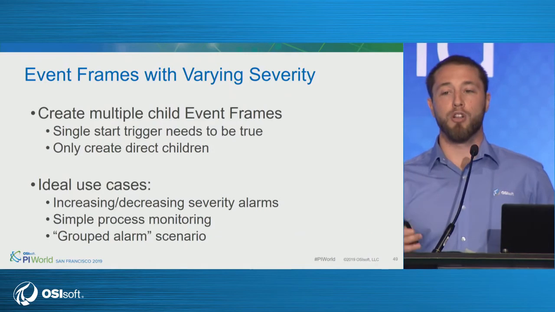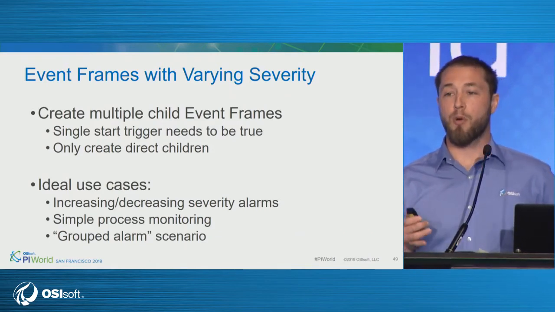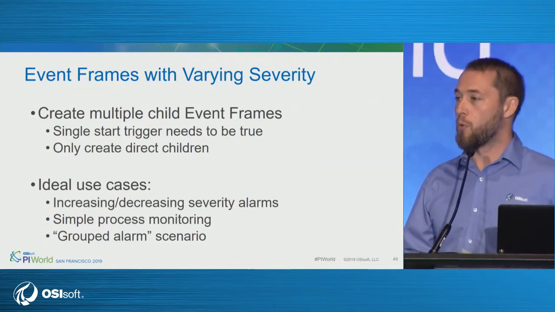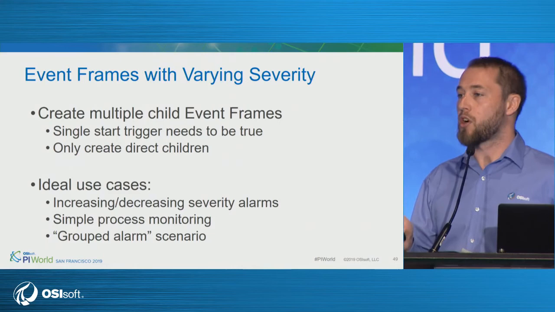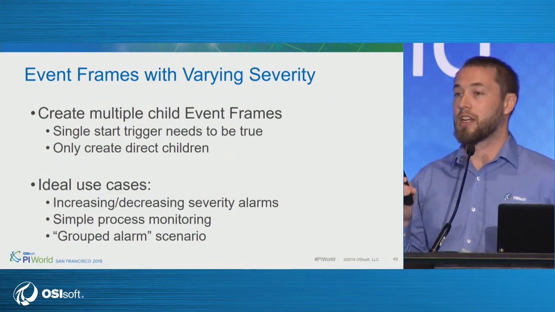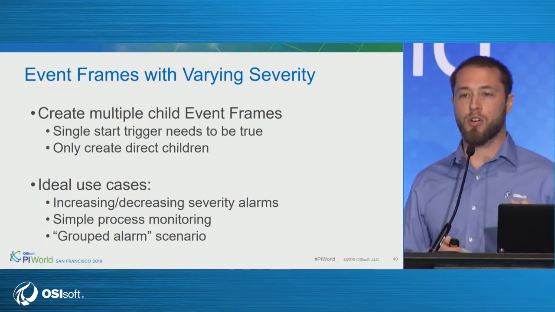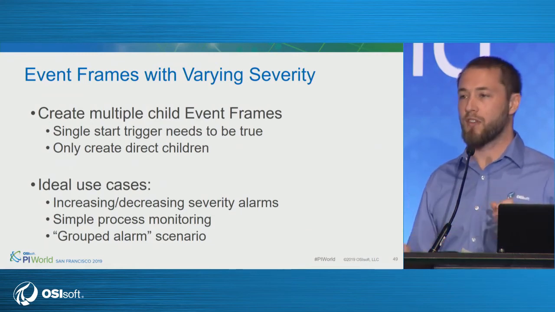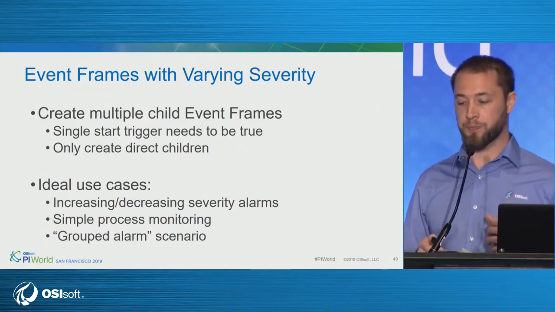You can do this with multiple start triggers on an analysis. So with this, you can create multiple child event frames if multiple start triggers are true. So only one start trigger needs to be true in order to trigger the event frames, right? And this only allows for direct children creation. So you can't have a true event frame hierarchy. This is only for one level, one parent-child level.